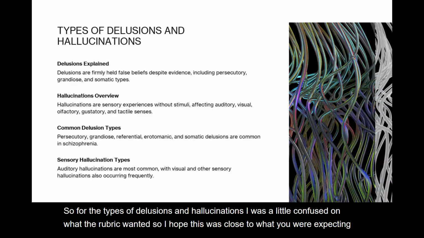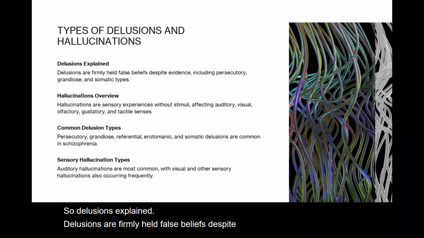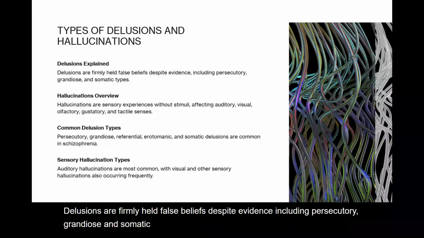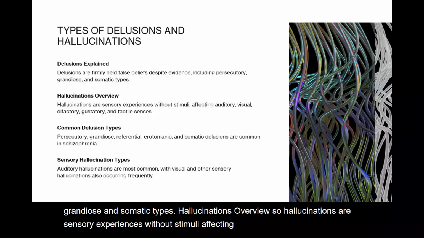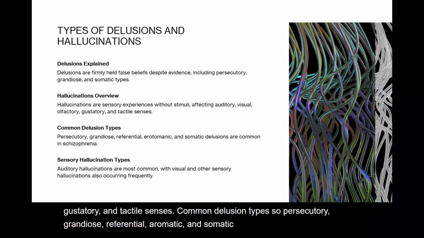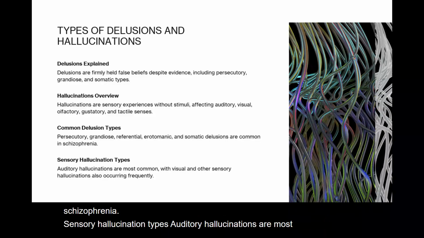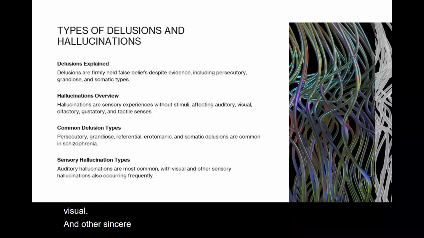So, delusions explained. Delusions are firmly held false beliefs despite evidence, including persecutory, grandiose, and somatic types. Hallucinations overview. So hallucinations are sensory experiences without stimuli affecting auditory, visual, olfactory, gustatory, and tactile senses. Common delusion types. So persecutory, grandiose, referential, erotomanic, and somatic delusions are common in schizophrenia. Sensory hallucination types. Auditory hallucinations are most common, with visual and other sensory hallucinations also occurring frequently.